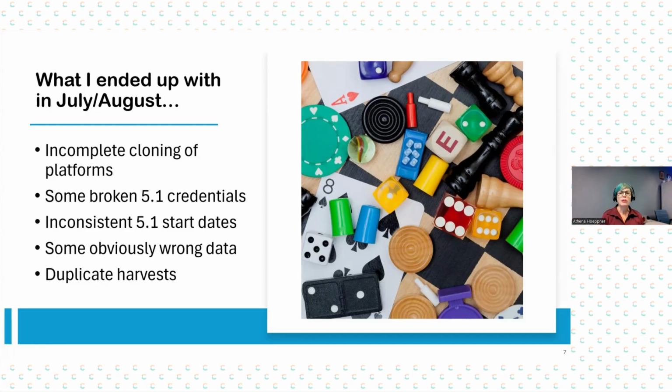But the thing that sort of surprised me, there were really inconsistent start dates in terms of when the 5.1 harvested. And I'll show some of that in subsequent screens here. And there were a few instances of obviously wrong data that was harvested in the new 5.1 version. And then the biggest thing that I needed to tackle, and I suspect many of you are thinking about too, are the duplicate harvests. So let's look at these things a little bit more in detail.